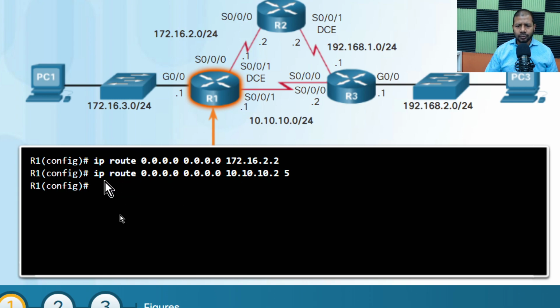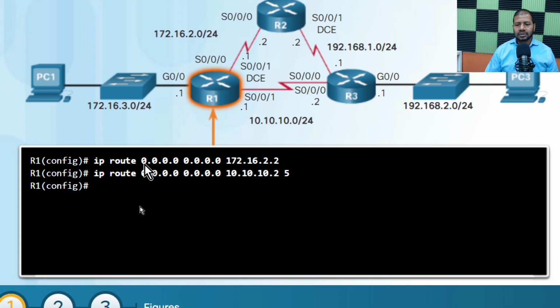Then I'm writing one more line. Look at the second line. I'm writing again ip route 0.0.0.0 0.0.0.0. Well, two different default gateway routes. Yes, the first one is more preferable. The second one is not, because in the second one I wrote the number 5. That means this is the administrative distance. It has a higher administrative distance. So this is going to be a floating route.